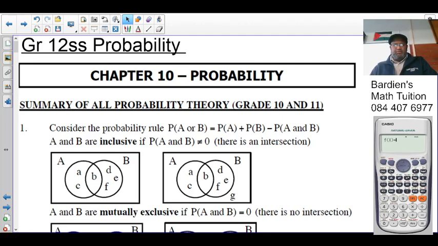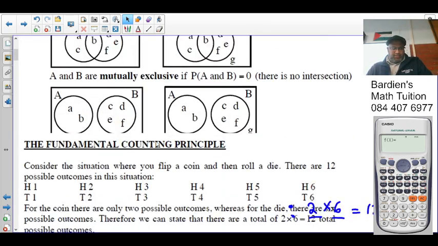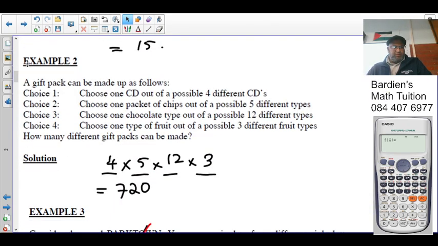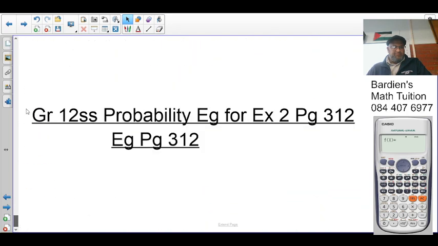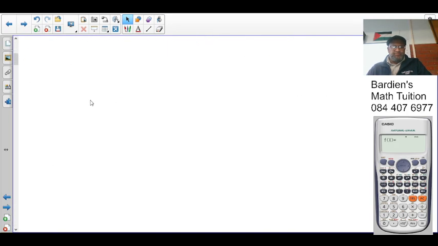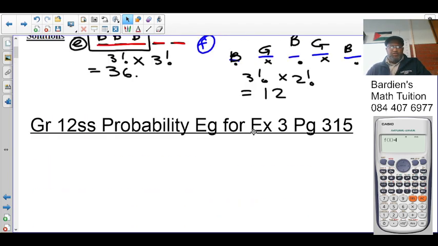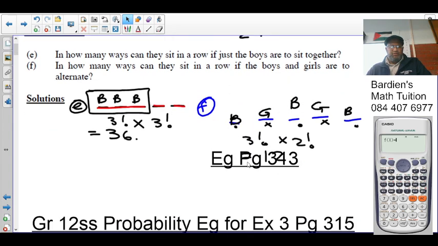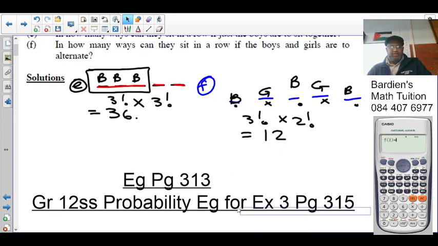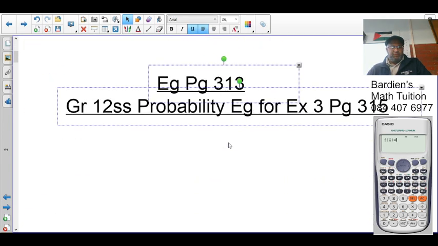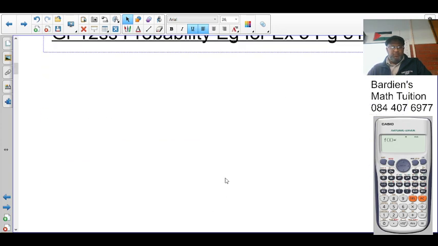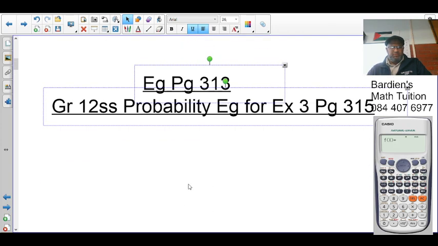Okay, good morning class. So today we're looking at probability. I think we're on exercise 4, is that correct? And exercise 4 is on page? No, we did exercise 3 yesterday. So now we're looking at exercise 4. Not so? Yes.